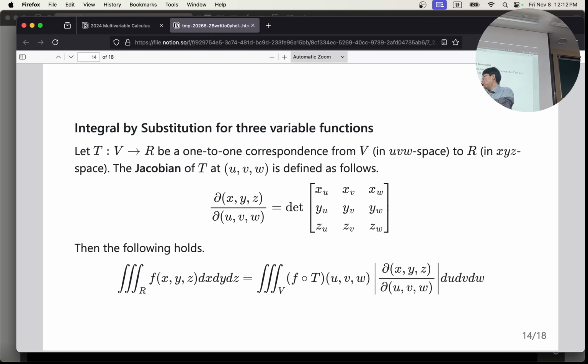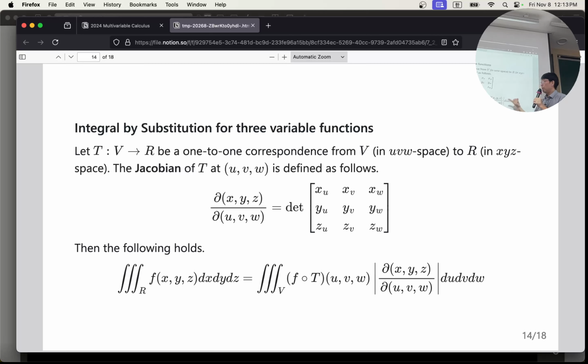If the region R is given in xyz space, then I want to translate that R to the region V inside UVW space, and the transformation is T. I simply rewrite my function in terms of u, v, w, but the problem is that when I translate the domain, the volumes are different. So the xyz volume and the uvw volume differ by this amount.